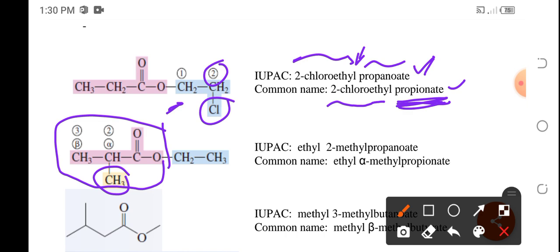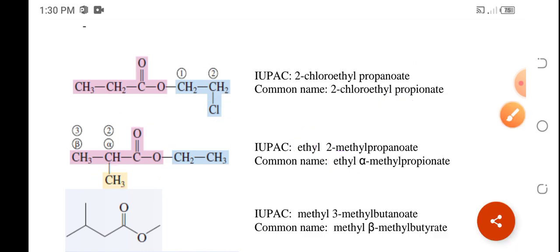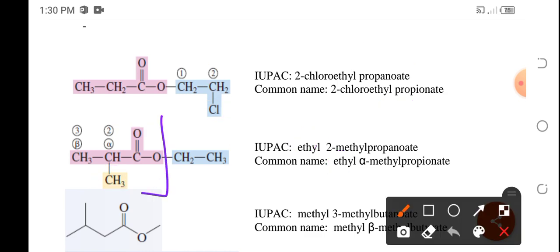So naming the system, this is the alkyl. It is ethyl because it's composed of 2 carbon atoms. And on the acid part, remember that this is carbon number 1 and this is carbon number 2. So that would be 2-methyl because this is only 1 carbon atom. Propanoate because there are 3 carbon atoms in the long chain or parent chain of the carboxylic acid. Okay, so that is 2-methyl propanoate.